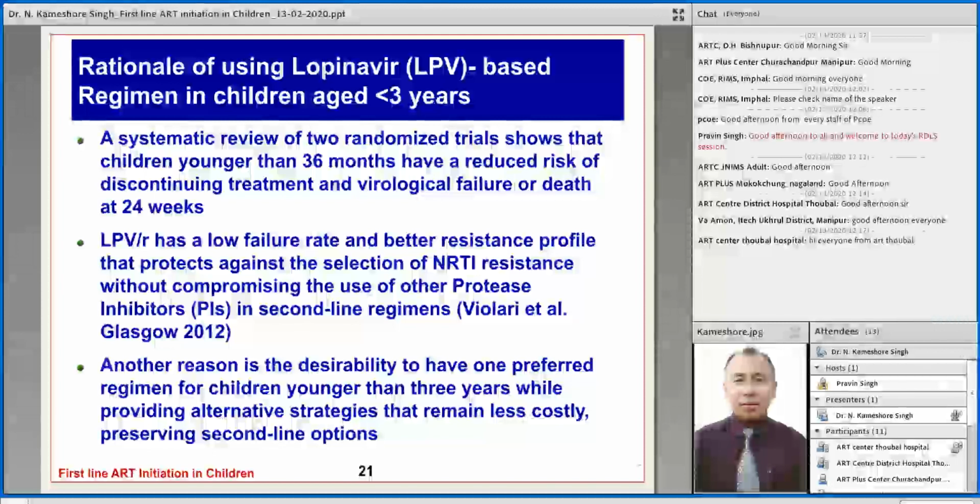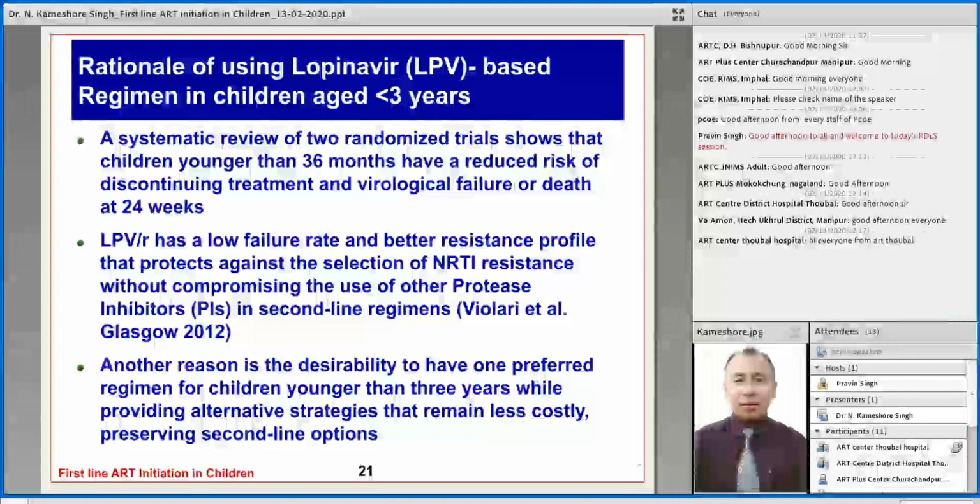Another reason is the desirability to have one preferred regimen for younger children less than 3 years, while providing alternative strategies that remain less costly, preserving second-line options. So let us see first-line ART regimens in infants and children less than 3 years.